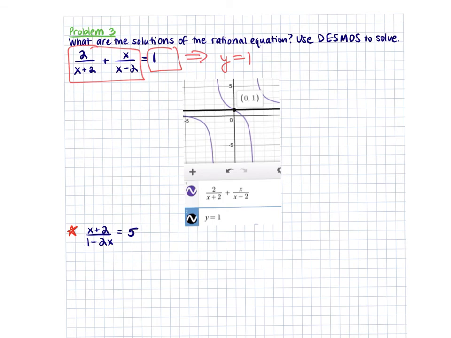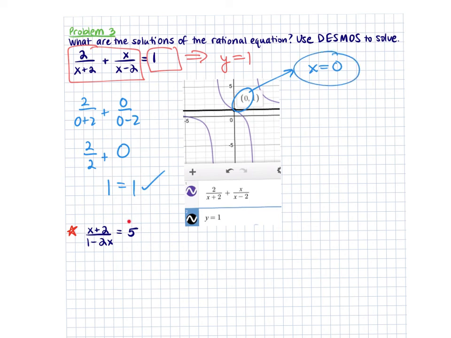Okay, so here is, you can see here I plugged this into Desmos, and then I plugged this side into Desmos. Y equals 1, you can see where they cross. And it's at 0, 1. So that means, and you just take the x here. So this means that the solution is x equals 0. Okay, when you plug that in, you can see, right, 2 over 2 plus 0 is 1, and that equals 1. So there is our answer.